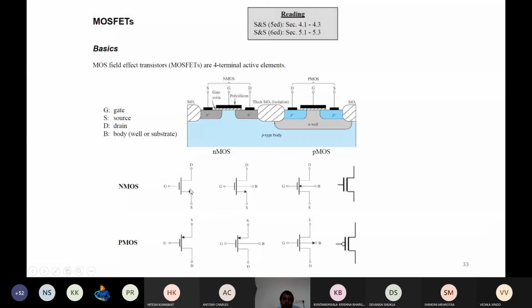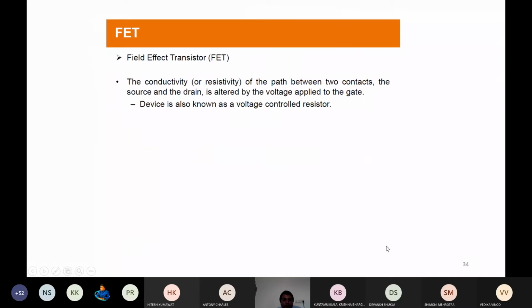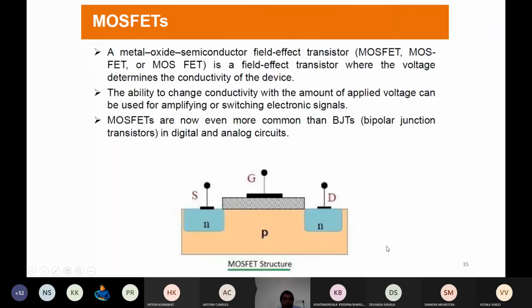So various symbols are given, like a simple symbol with body and without body, showing some arrow or without arrow. Also, if a channel is required, then this may be thicker. Some other symbols are also there. Those symbols we have already seen. So the basic operation of the MOSFET, we have quickly completed.